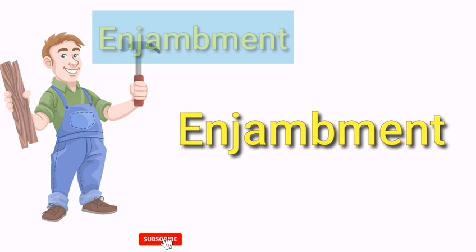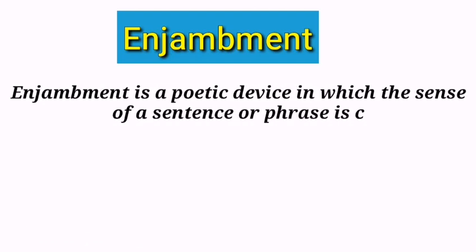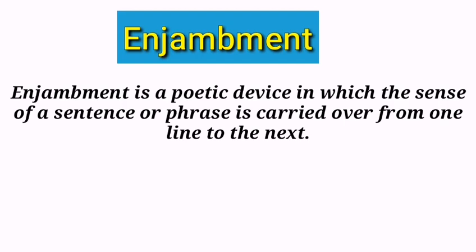It can be defined as: Enjambment is a poetic device in which the sense of a sentence or phrase is carried over from one line to the next. By this definition, it means that enjambment just refers to the flow of an idea from one line to another. As you know, poems consist of lines in which one idea is finished with the ending of each line. But when one idea goes to another line and does not finish at the end of a sentence, then it is called enjambment in English literature.